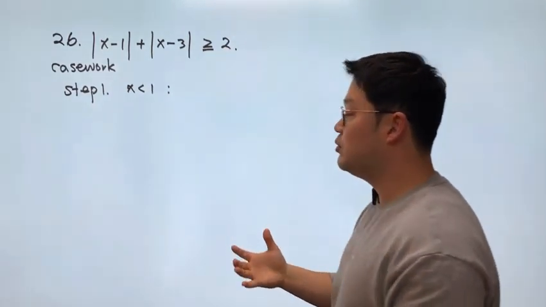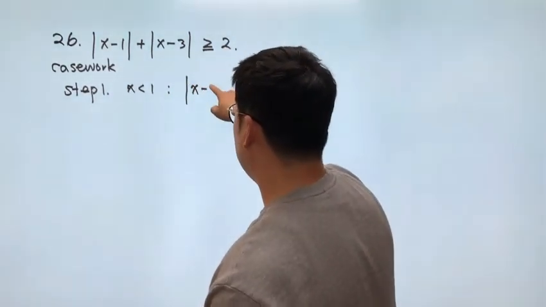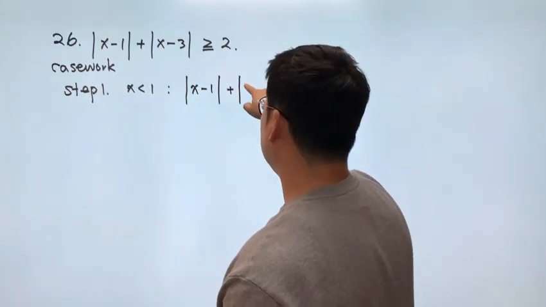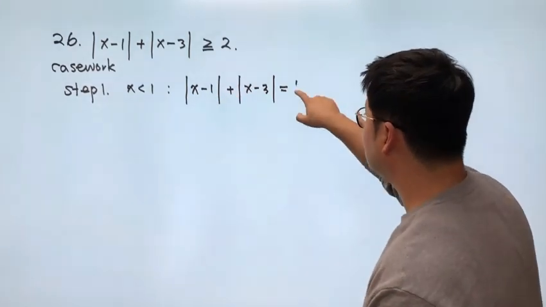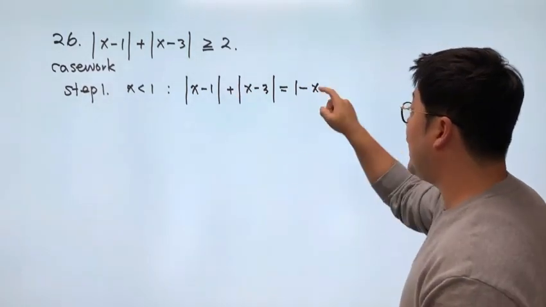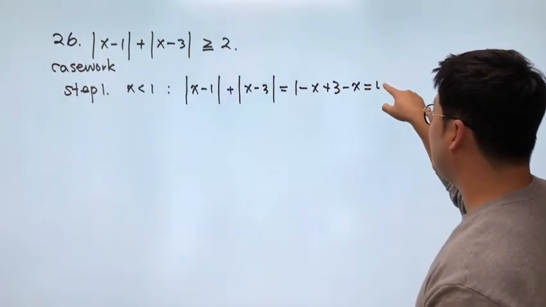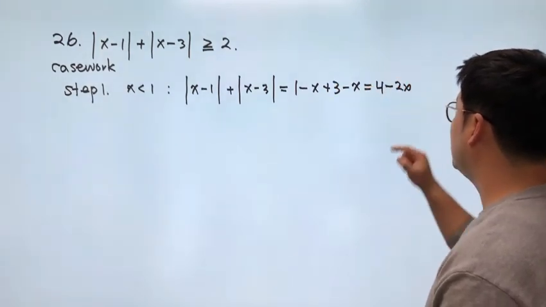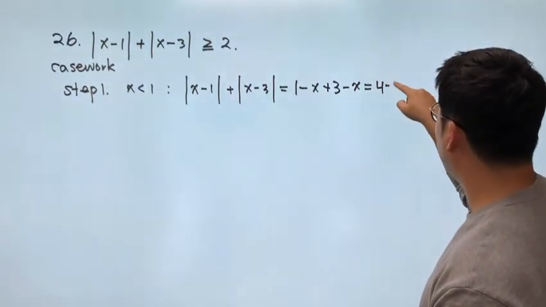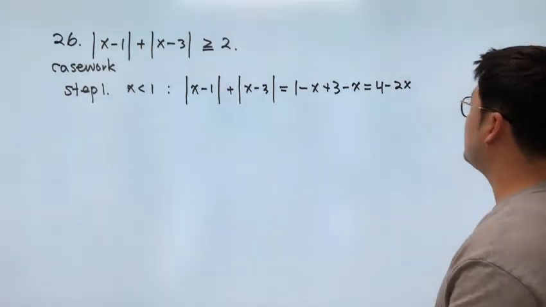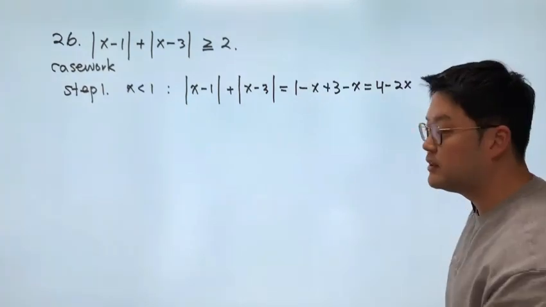If x is smaller than 1, the absolute value of x minus 1 plus the absolute value of x minus 3 will be written as 1 minus x, and we're adding it up with 3 minus x. That will be the sketch of this weird looking curve. And that gives 4 minus 2x. We're going to get this expression if x is smaller than 1.